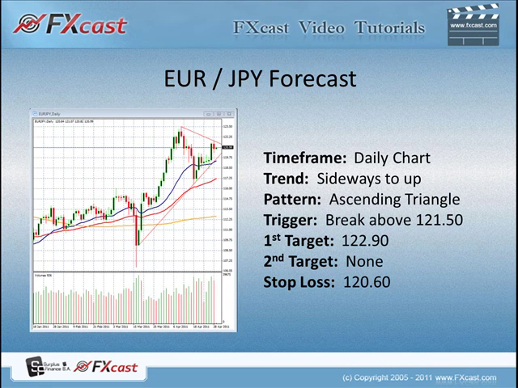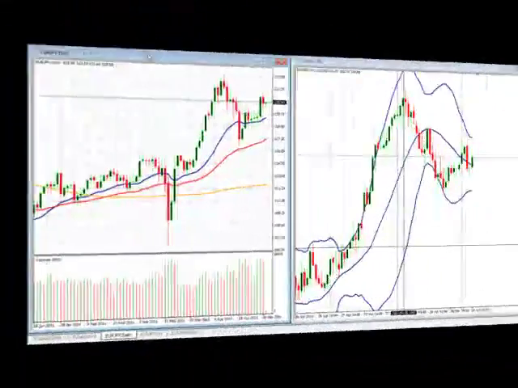The next one we're going to look at is the Euro Yen. Again, on our daily time frame, we have a sideways to up trade here, so therefore it's not a wedge. We're going to focus in as a triangle. We're looking for a break above 121.50. Our first target is 122.90. We don't have a second target because that is the last swing high. And our stop loss is going to be 120.60. Let's go to the charts and take a look.